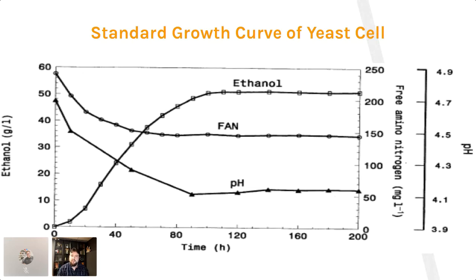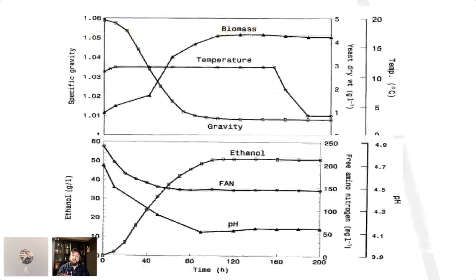And this makes lots of sense. This is what the yeast cells are actually using to consume and make more of themselves. They need this. This is the protein that they have to work with. As biomass goes up, FAN has to go down, because this is how they build themselves up. If you layer the two on top of each other, you can see it right here. Biomass goes up, FAN goes down. Gravity goes down, ethanol goes up. All makes sense. Yeast cells are consuming the sugar in their environment and the FAN to make more of themselves. It's as simple as that.